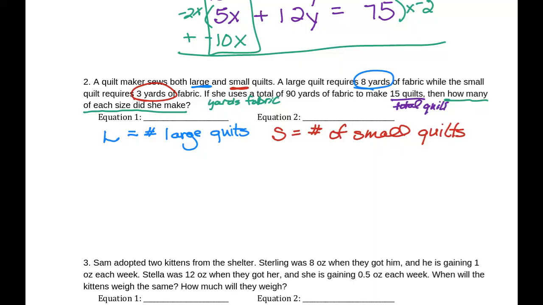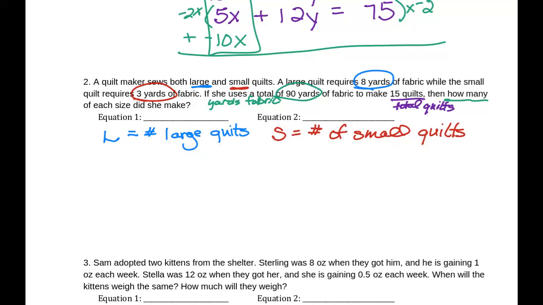All right, let's talk about the yards of fabric first. Okay, so yards of fabric. It says she uses a total of 90 yards. Where's that 90 going to go, Omar? Where's 90 going to go in my equation?